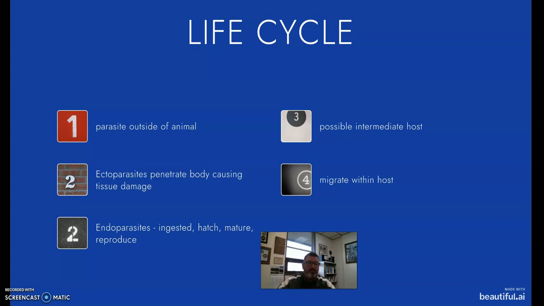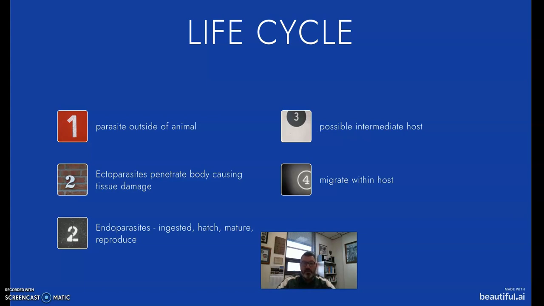Life cycle, and I understand that I have a bunch of different numbers here. Generally, when we talk about different life cycles of parasites, whether they're ecto or endo, the life cycles might be slightly different. But of course, we start on the outside of the animal with step 1. And if we're talking about ectoparasites, they penetrate the body, causing tissue damage. If we're talking about endoparasites, they probably are ingested through feed or in the pasture somewhere.